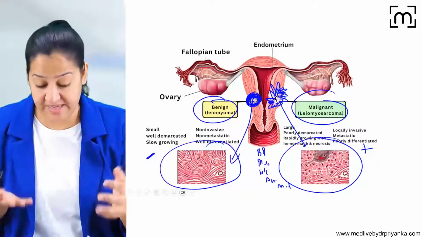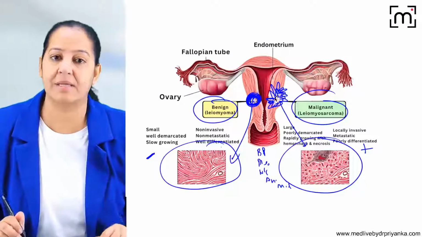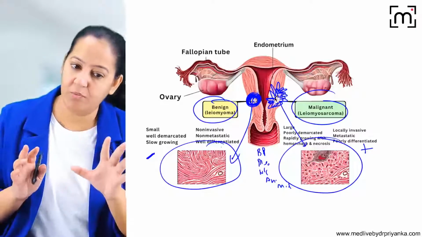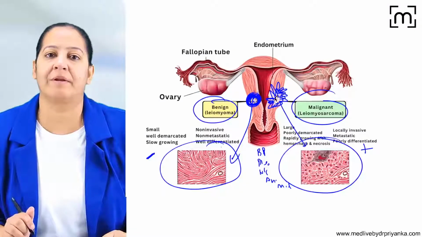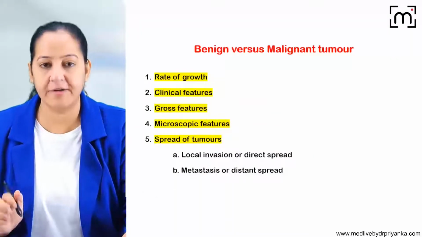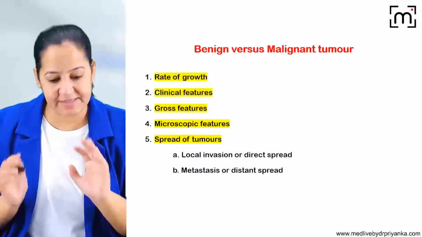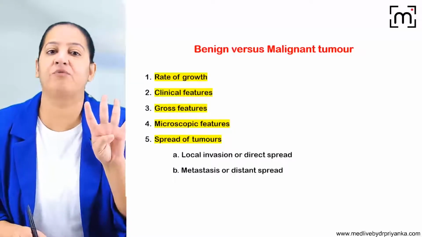Based on this, we will decide the treatment and further course. Any organ can have a benign tumor, and the same organ can have a malignant tumor also. But treatment will be different, prognosis will be different. That is the summary. Got it? So we have differentiated benign versus malignant tumors till now based on 4 features.